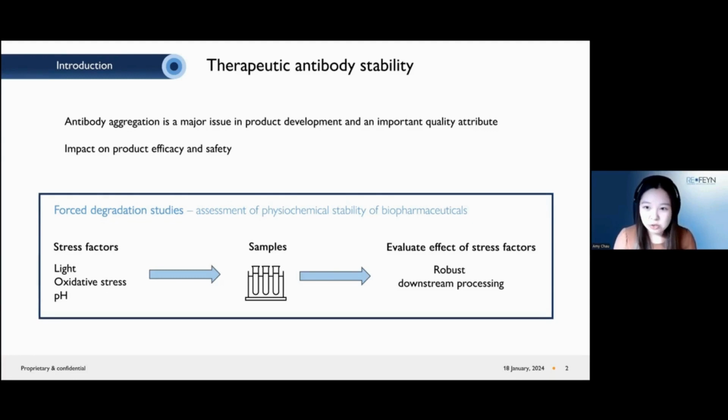The technology used for these screening assays must be robust and reliable, which at Refine is what we strive to provide to our customers with the mass photometry systems.